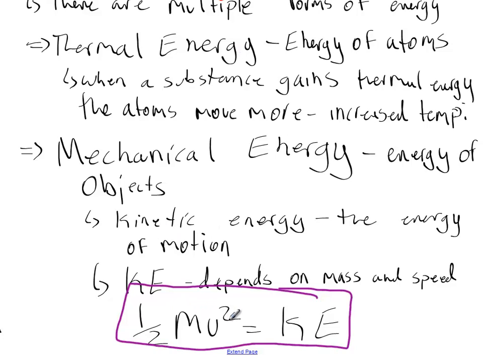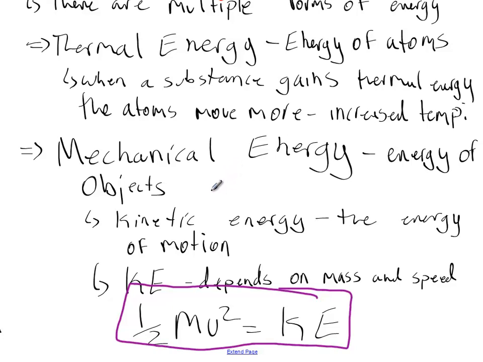So making something go faster increases its kinetic energy. Having something with more mass means it'll have more kinetic energy. Velocity is squared. What that means is velocity has a bigger effect than mass. If you double something's mass, you double its kinetic energy. If you double something's velocity, you quadruple its kinetic energy. 2 squared is 4. But kinetic energy is just one kind of energy, and just like before, you can do work to increase temperature, you can do work to increase speed.